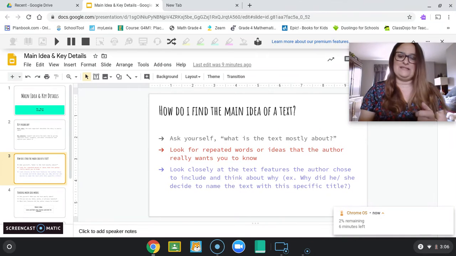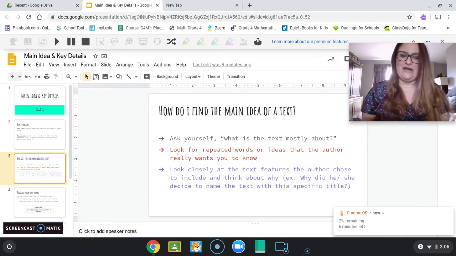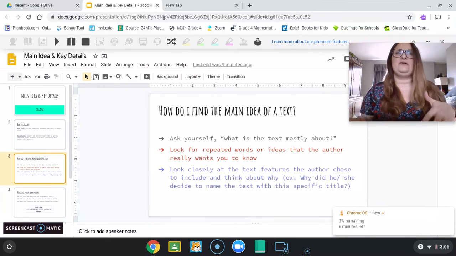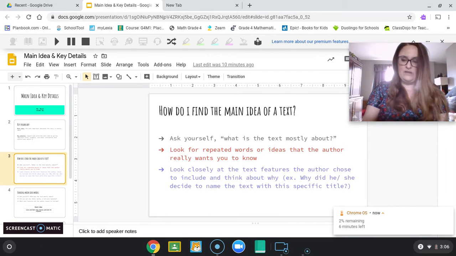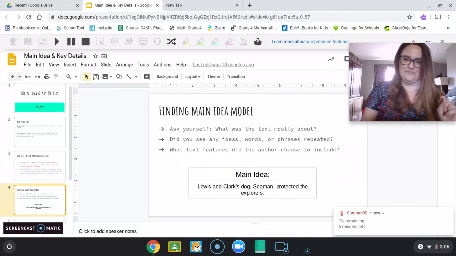Third step, look closely at the text features the author chose to include and think about why. For example, titles. An author always picks a specific title for a reason. They don't just pick something random. It means something important. So ask yourself, why did the author choose to include that picture? Why did the author choose to include that title? That'll help you find the main idea.